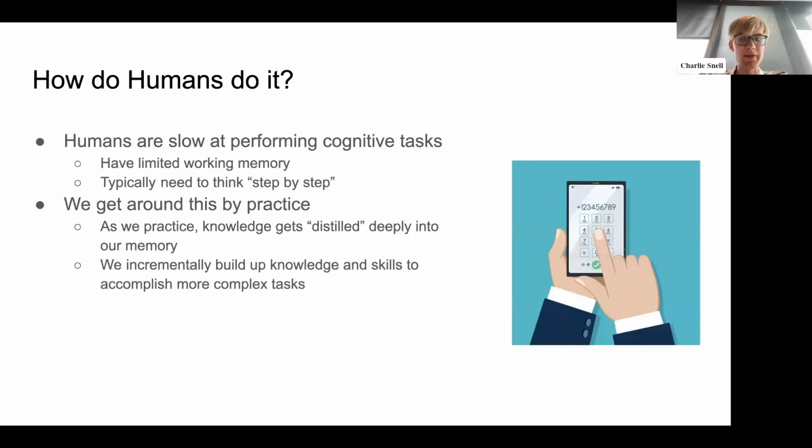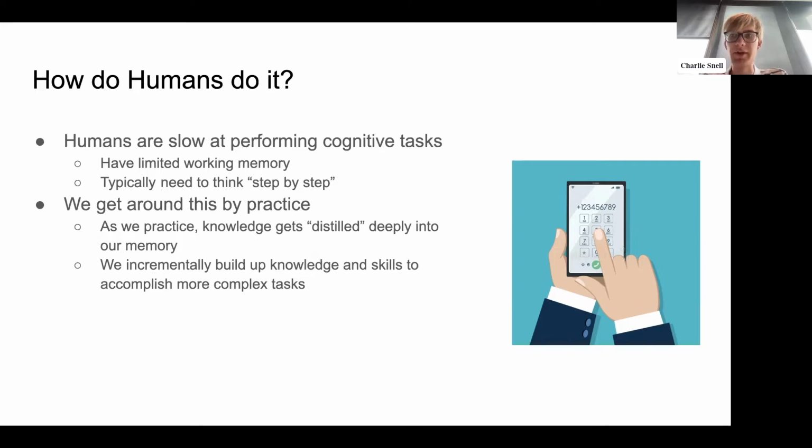One way to get around this is by practicing. The more we practice a particular skill, the more the knowledge gets distilled deeply into our memory, and we can do it more quickly and with fewer step-by-step processes. By distilling, or practicing more and more simple tasks, we can build up to doing more and more complicated tasks and build up our knowledge and skills in this way.